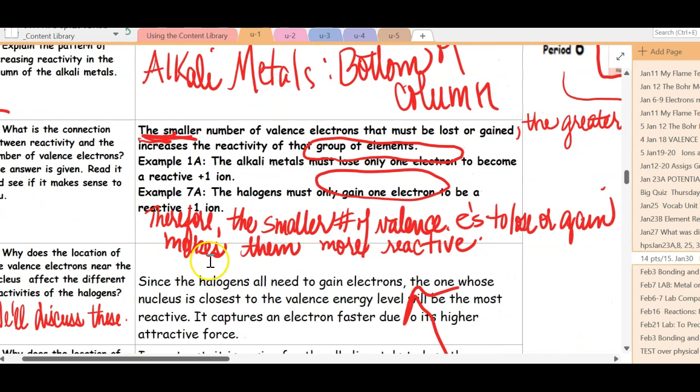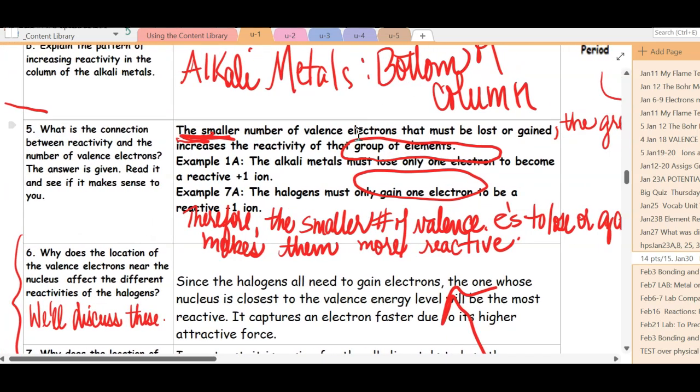What must that be about? Well, the smaller number of valence electrons that must be lost or gained increases the reactivity of both of these groups. So the question was, what is the connection between reactivity and the number of valence electrons?